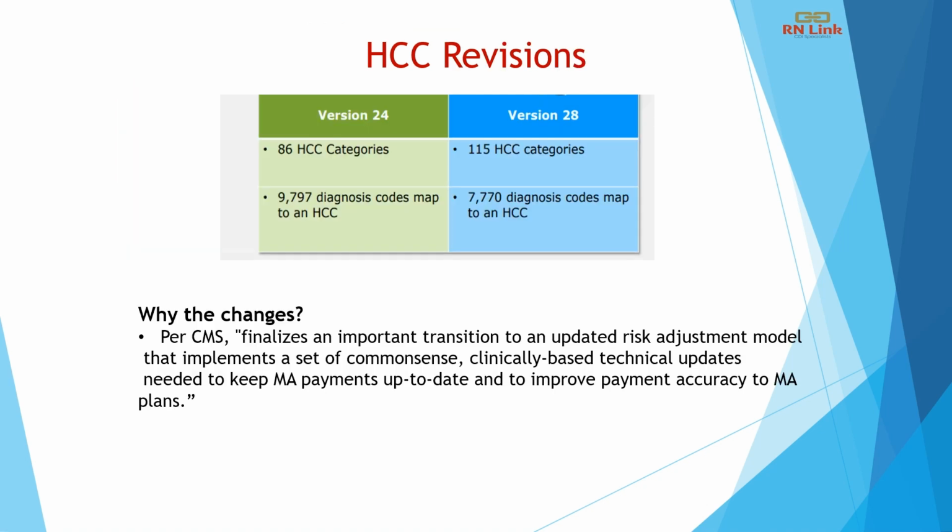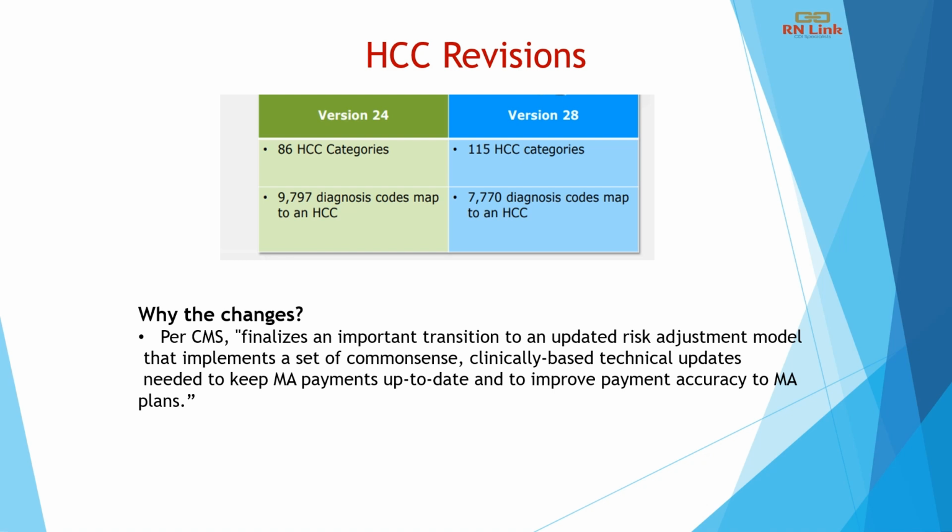HCC revisions. As you can see on the slide, the differences on version 24 and version 28. Version 24 had 86 HCC categories, while on version 28, it has 115 HCC categories. Also on version 24, it had 9,797 diagnosis codes mapped to an HCC, while version 28 has 7,770 diagnosis codes mapped to an HCC.